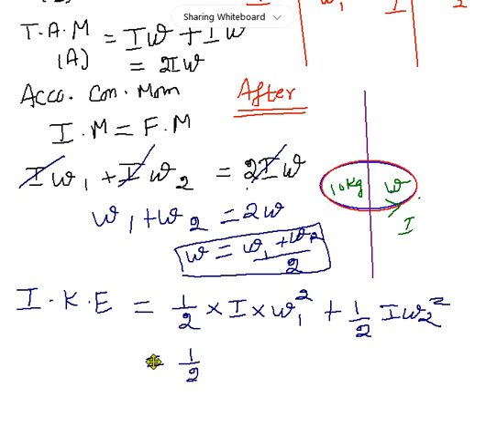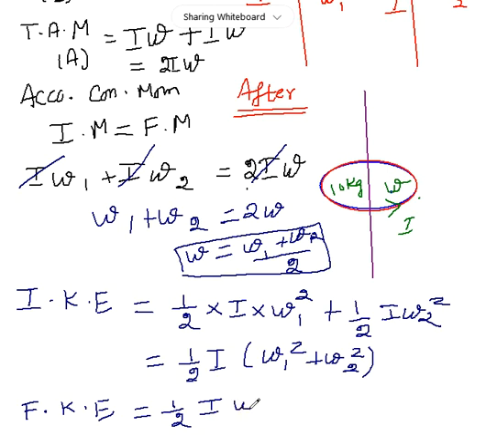Half and I are common, so take them out. What is left over there? Omega 1 square plus omega 2 square, which is going to be your initial kinetic energy. Then we have to find the final kinetic energy. The formula is the same, no doubt in that. Half I, but omega is going to be the same for both of them, omega square. Now what is the value of the omega we found already over here?